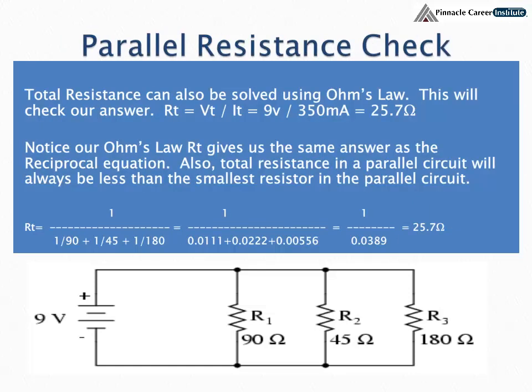We can do a check on our values here by doing a parallel resistance check using our total values. We knew our total voltage was 9 volts, that's our battery voltage, and we solved for our total current earlier and we got 350 milliamps. If I use Ohm's law on the total values, I get a resistor total of 25.7 ohms. You notice this is the exact same value we got on the previous slide.